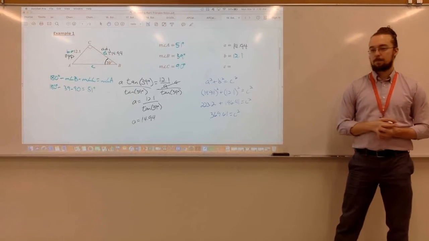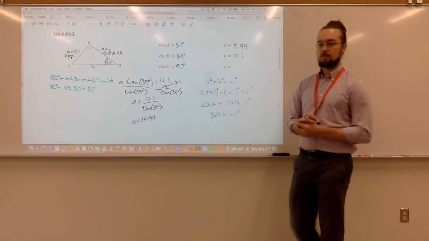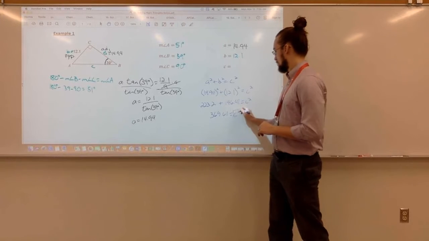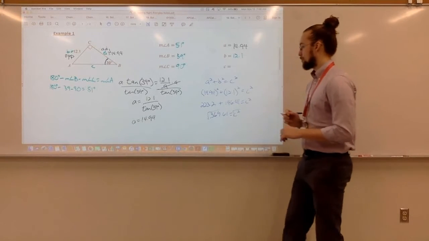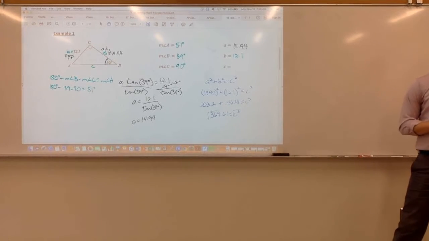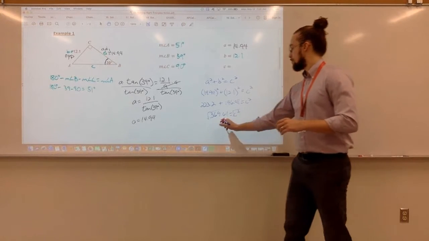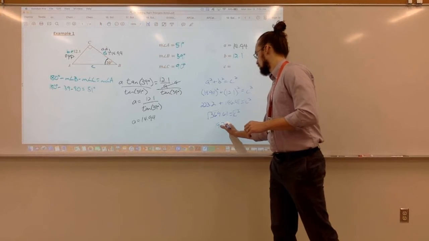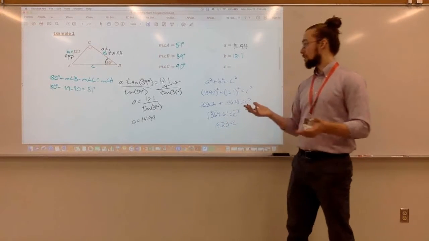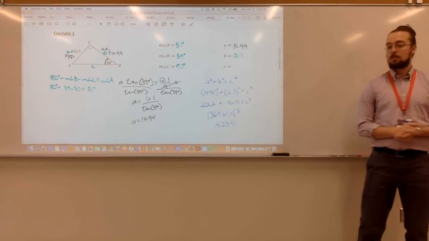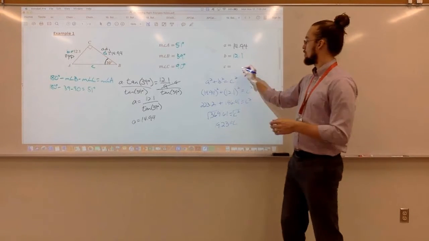Now what? Square root. So what's the square root of 369.61? 19.23. Well, we should get the same answer either way. Is that what we got? We square rooted that? Perfect.